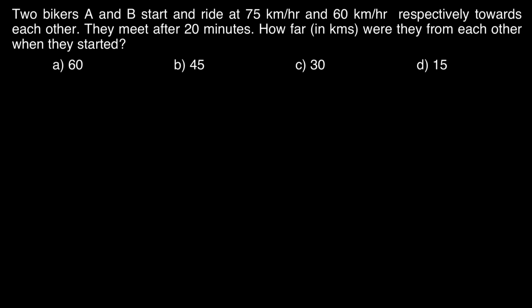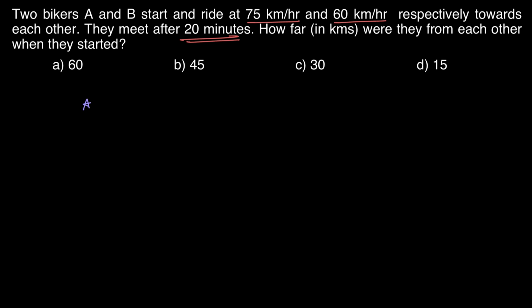Two bikers A and B start and ride at 75 kilometers per hour and 60 kilometers per hour respectively towards each other. They meet after 20 minutes. How far in kilometers were they from each other when they started?